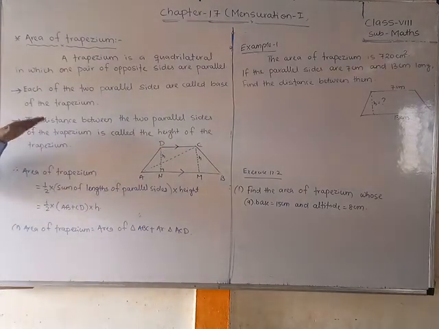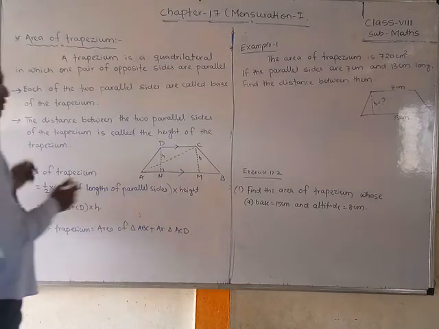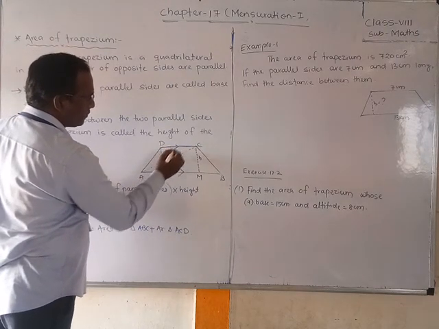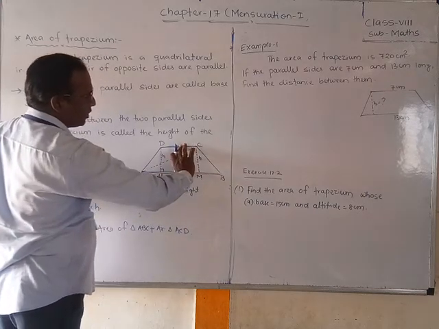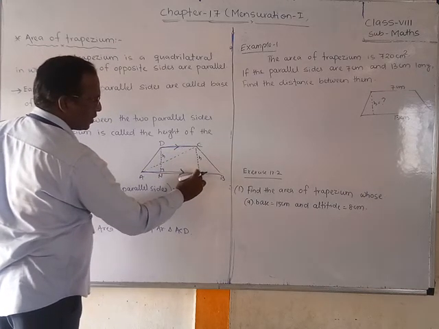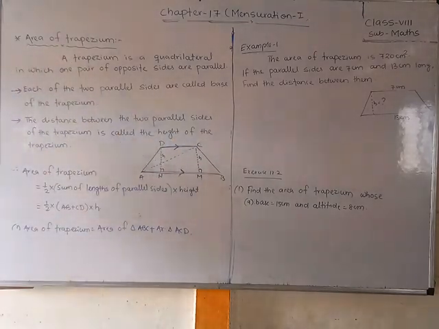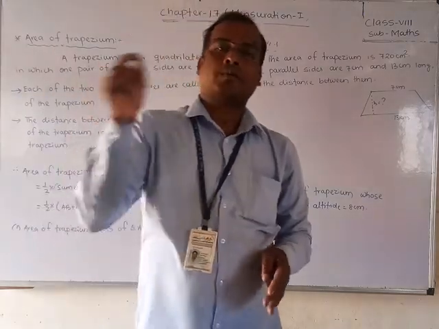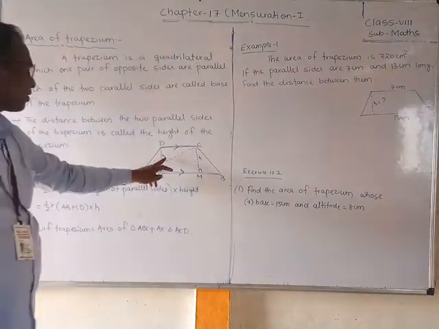Now the distance between the two parallel sides of the trapezium is called the height of the trapezium. If you draw a perpendicular line from a vertex to the other parallel side, then you can find the distance. The distance between the two parallel sides of a trapezium is called the height of the trapezium.